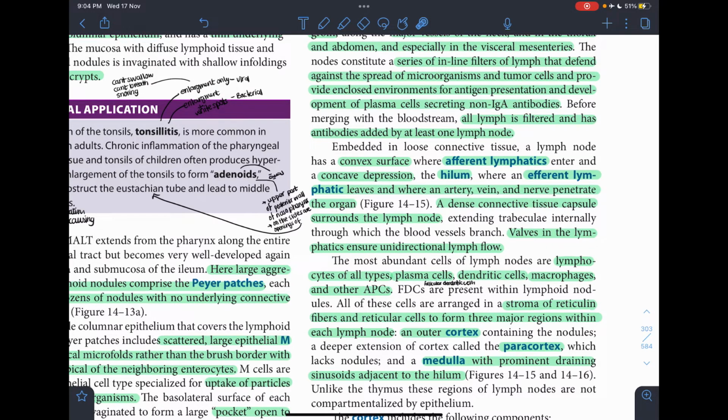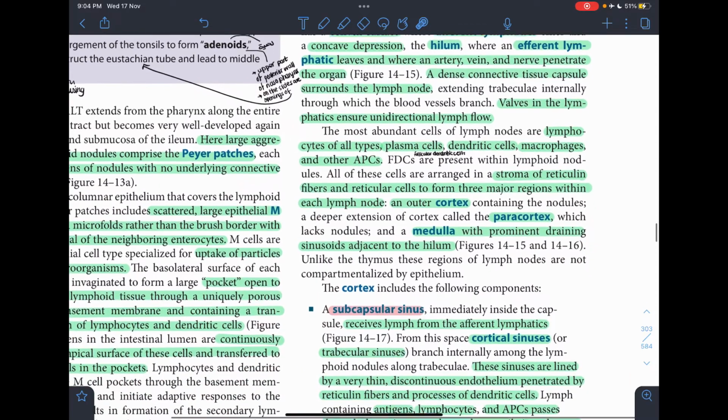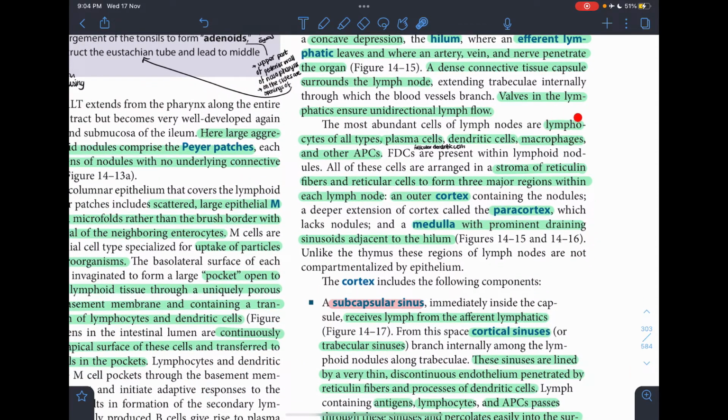A dense connective tissue capsule surrounds the lymph node. So the lymph node is embedded in loose connective tissue, surrounded with a dense connective tissue capsule. It also has trabeculae extending internally through which the blood vessels branch. Valves in the lymphatics ensure unidirectional lymph flow. The most abundant cells of the lymph nodes are lymphocytes, obviously.